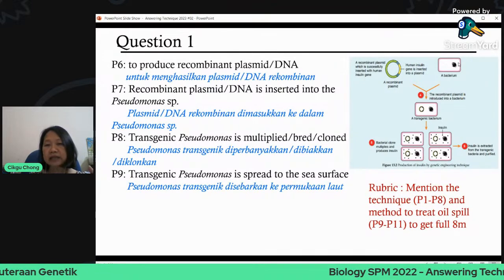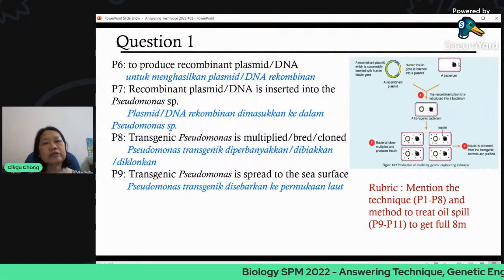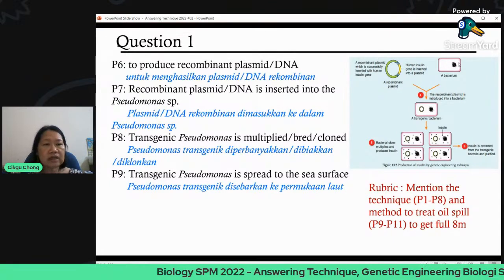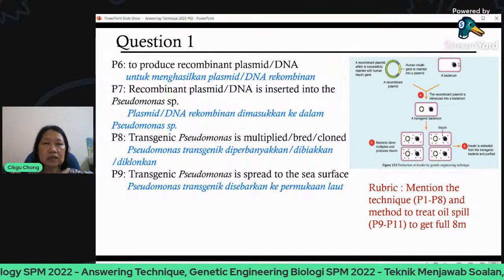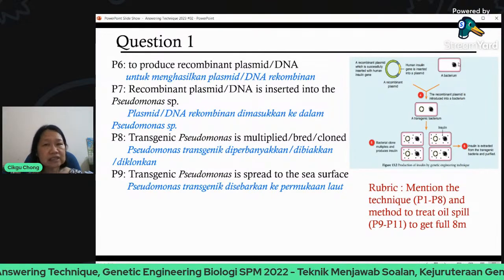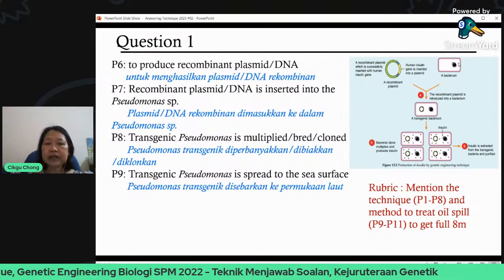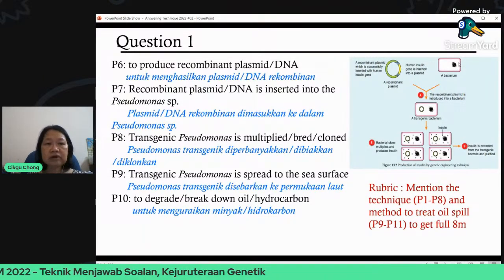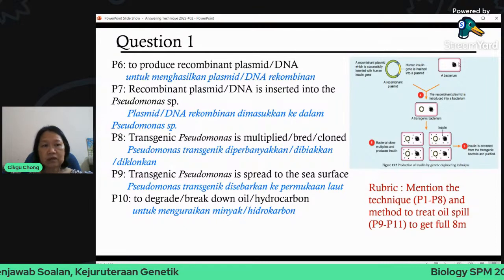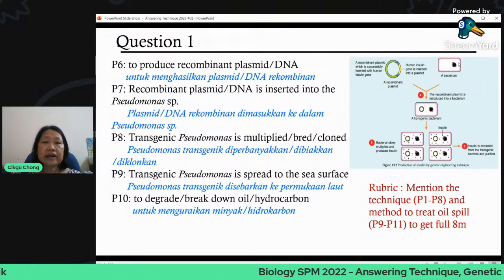Okay, so the other part is you have to talk about what you're going to do with this bacteria now. What do you want to do with the bacteria that has this advantage, the ability to produce the enzyme? You're going to spread it to the sea surface. After that, what is going to happen? Your bacteria will break down the oil. Okay, degrade or break down the oil, or hydrocarbon.